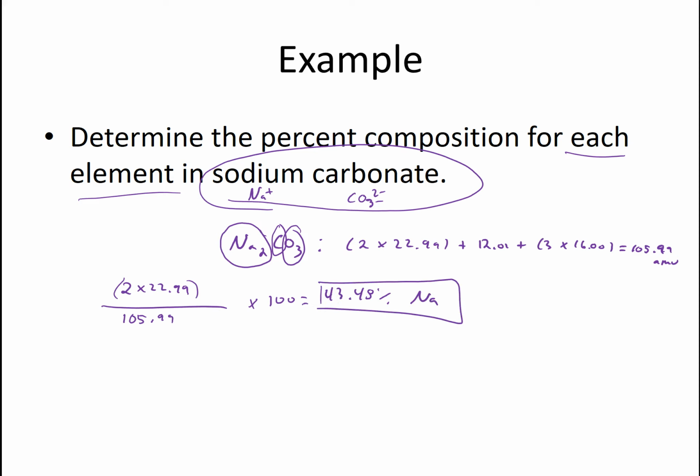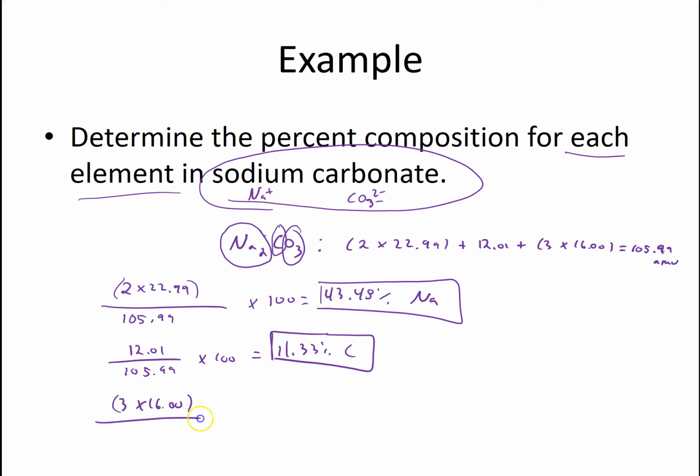The next one is carbon. I only have 1 carbon, so it's simply 12.01 over 105.99 times 100, and that should give me 11.33% carbon. And oxygen then is going to be 3 times 16 over 105.99 times 100, and that will give me 45.29% oxygen.